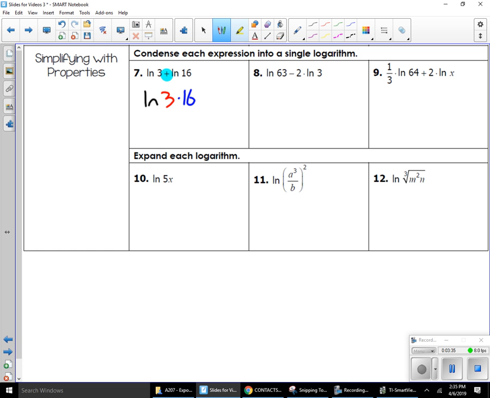Addition on the outside becomes multiplication inside. So we can clean that up a little bit. That will be natural log of 48.